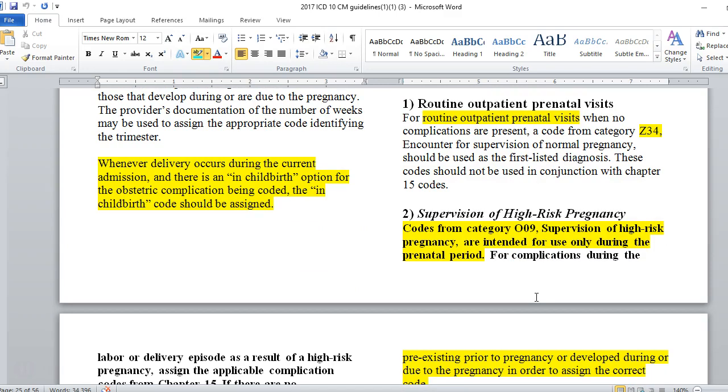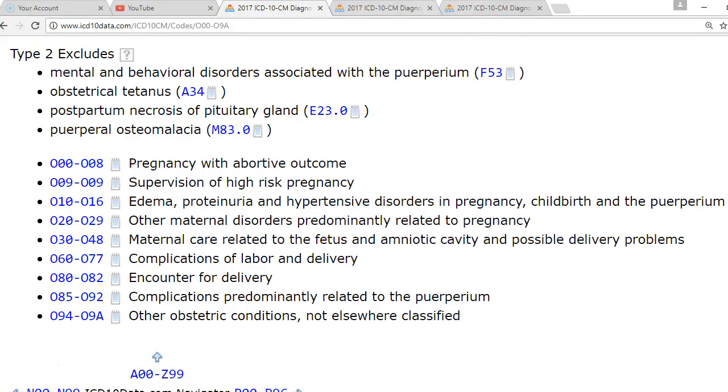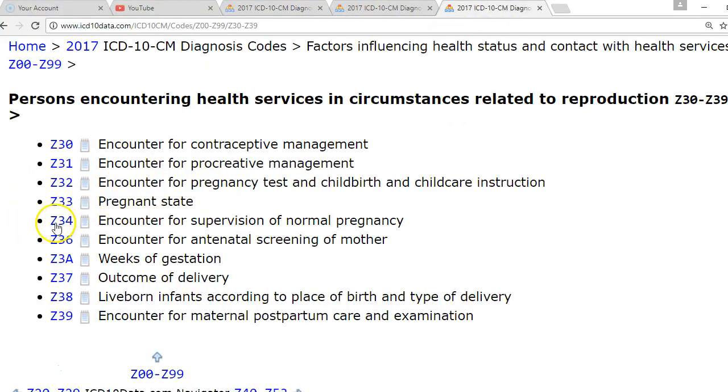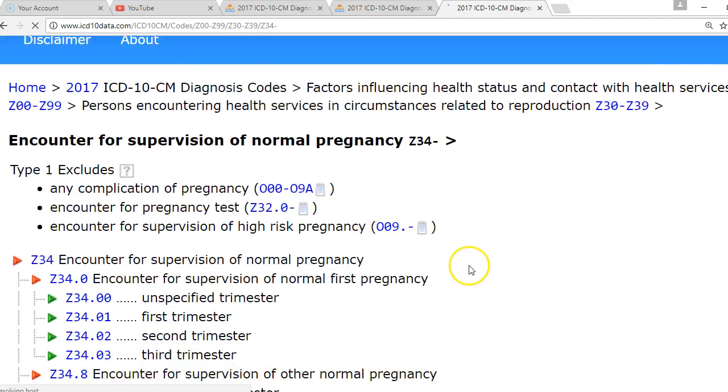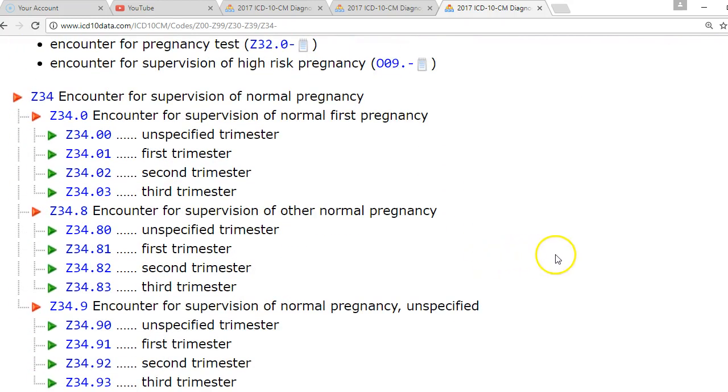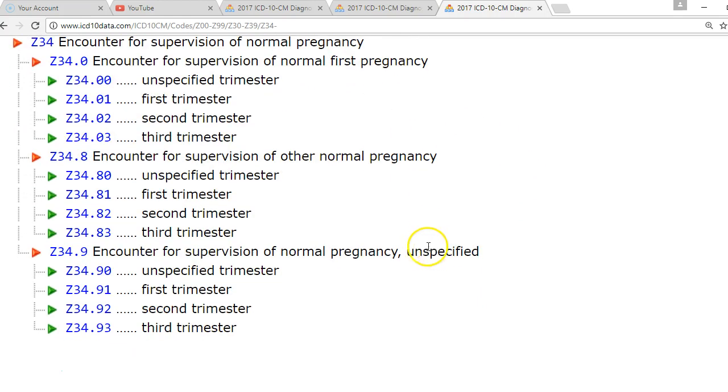Now, for routine outpatient prenatal visits, when no complications are present, a code from category Z34, Encounter for Supervision of Normal Pregnancy, should be used as the first listed diagnosis. These codes should not be used with Chapter 15 codes. So let's look at this for a second. We're going to go back to ICD-10 data. Again, Z34. So Z34, Encounter for Supervision of Normal First Pregnancy, Other Normal Pregnancy, and Unspecified Pregnancy. So again, keyword there is normal.